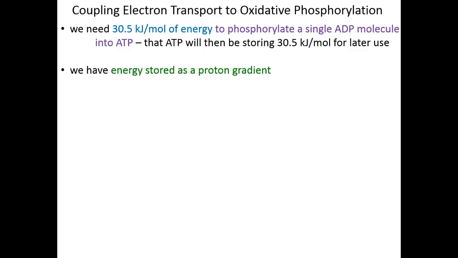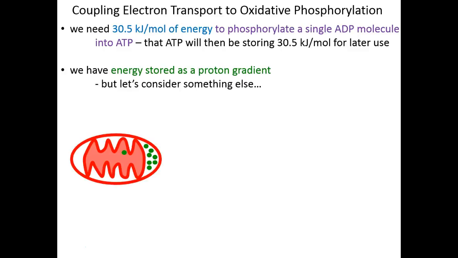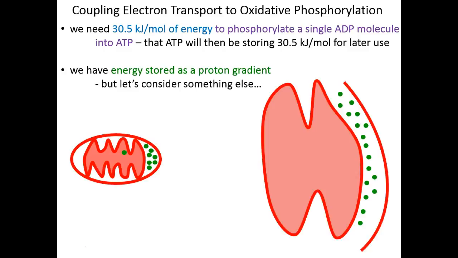And when we have all this potential energy stored as a proton gradient, we have to consider something else, though. Those protons are all positively charged. And that positive charge, the effect of that positive charge can move across the membrane.